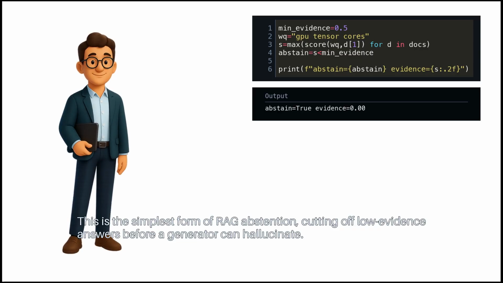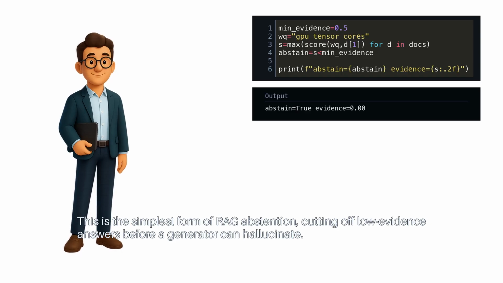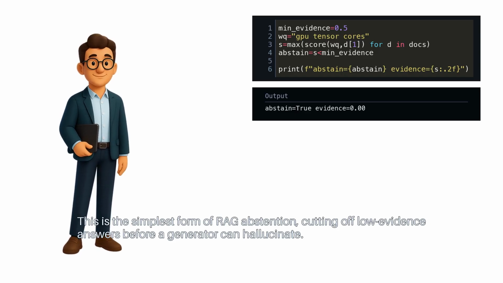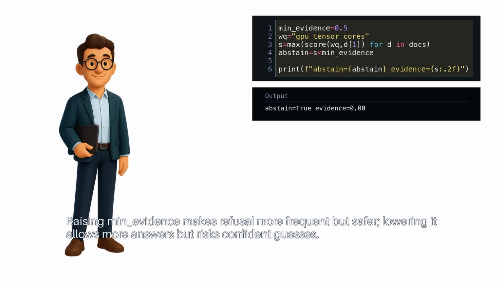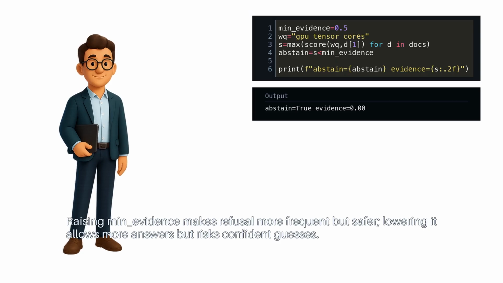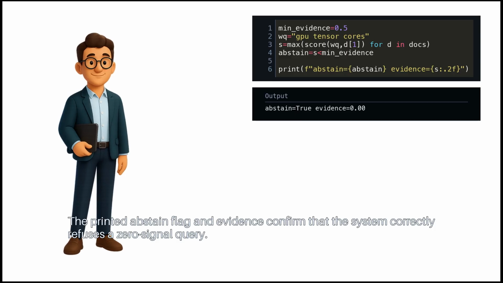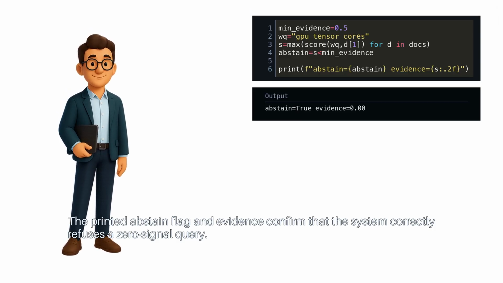This is the simplest form of RAG abstention, cutting off low-evidence answers before a generator can hallucinate. Raising min_evidence makes refusal more frequent but safer. Lowering it allows more answers, but risks confident guesses. The printed abstain flag and evidence confirm that the system correctly refuses a zero-signal query.